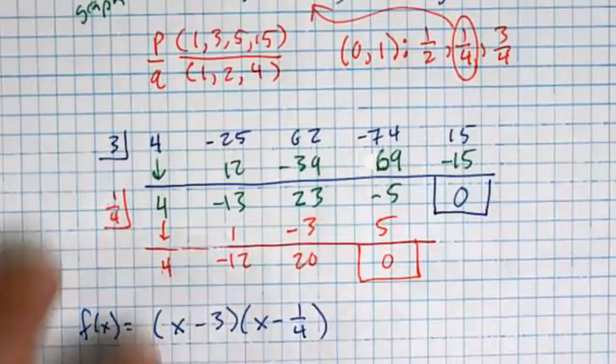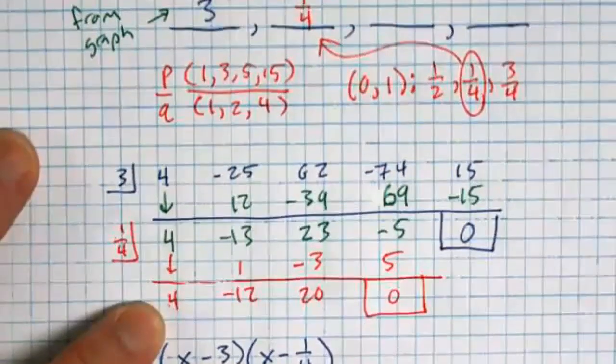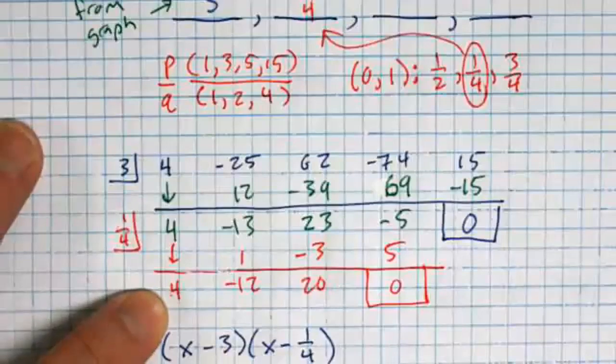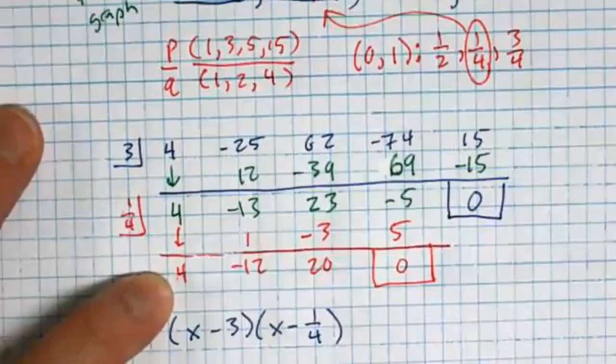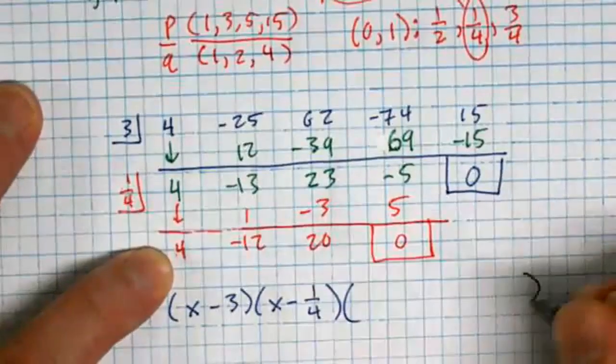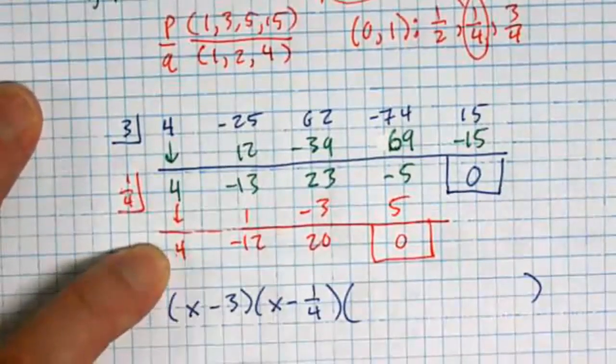I'm trying to decide whether to divide these things by 4 or not. Looking at my original function and checking the coefficient, the original function has a coefficient of 4 in the front. I think I want my third factor here. I think I want this to have the 4. Do you see why?